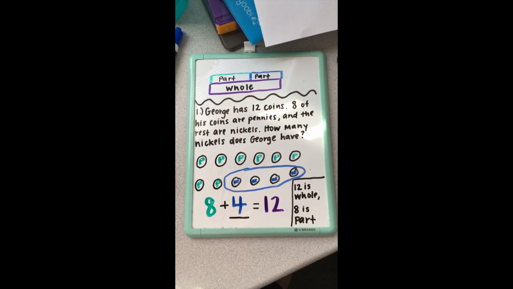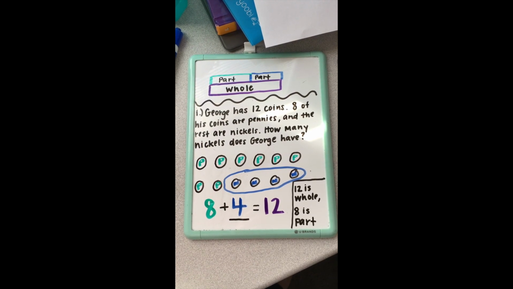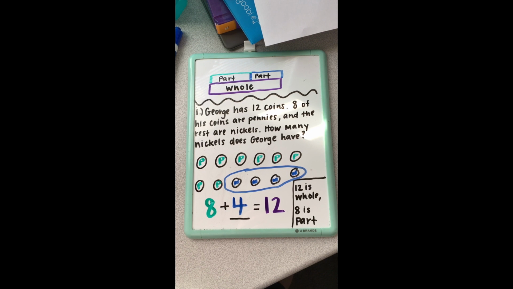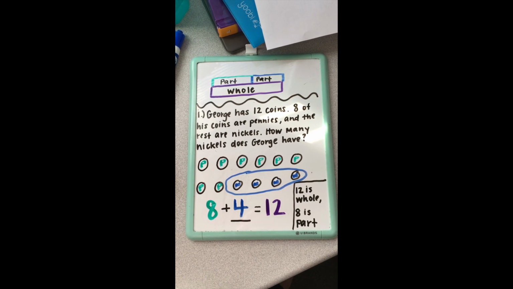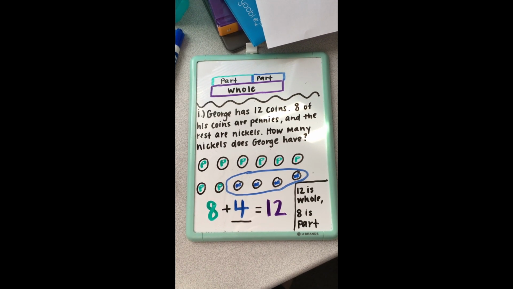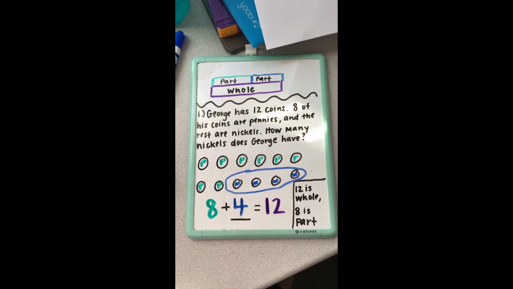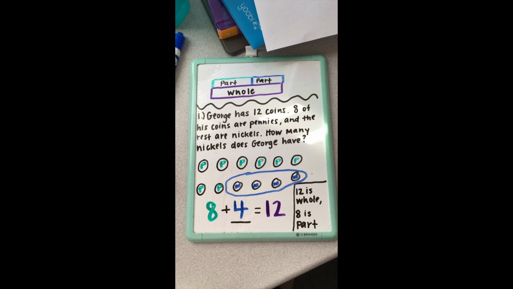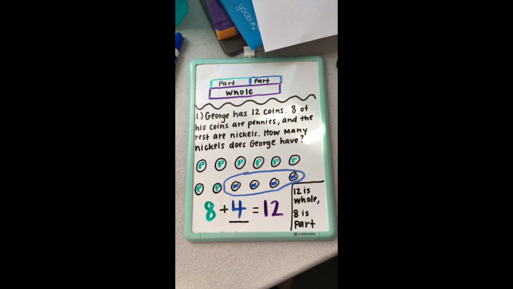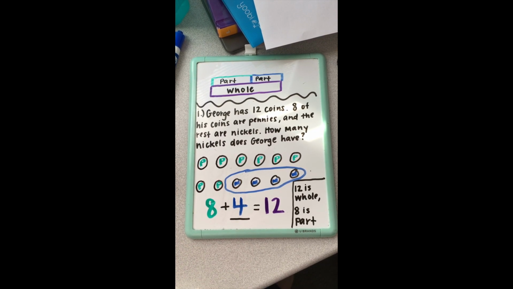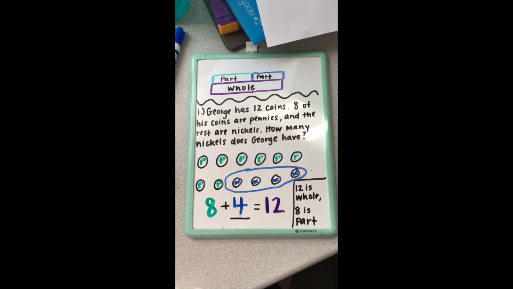To check their work, they can count the number of pennies and then count up from there to include the number of nickels. They need to make sure that it adds up to the whole, and if it doesn't, then they will understand that they do not have the right number for the missing addend. Another way to check this problem is to have students subtract 12 minus 8 to get 4.